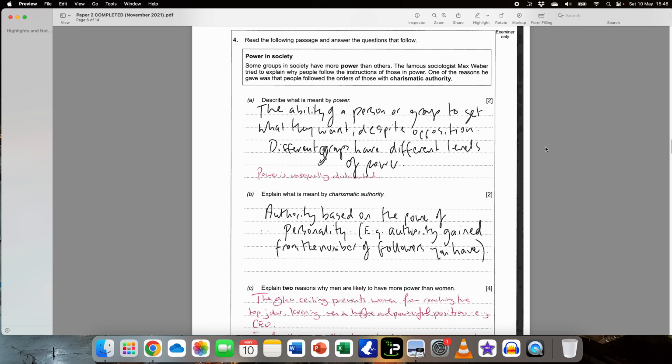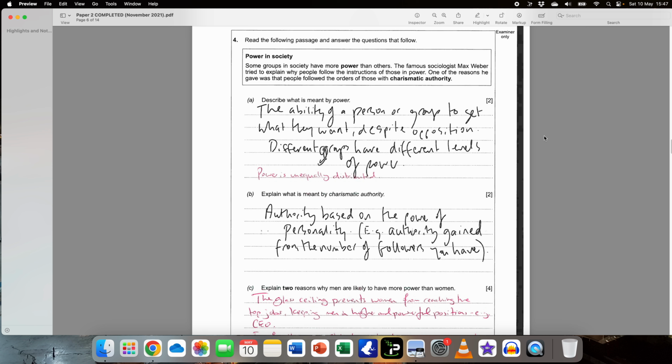And it is where it says social stratification revision. It's at the bottom of that table and continued on the next page. So describe what is meant by power. In the booklet, it says power is the ability of a person or group to get what they want despite opposition from other people. You need a second mark.